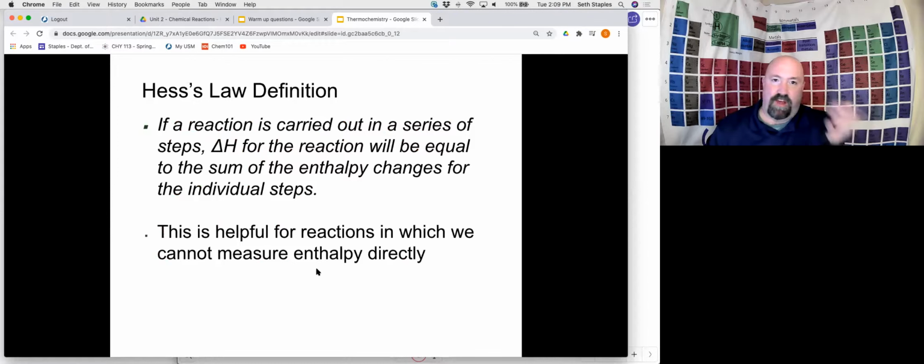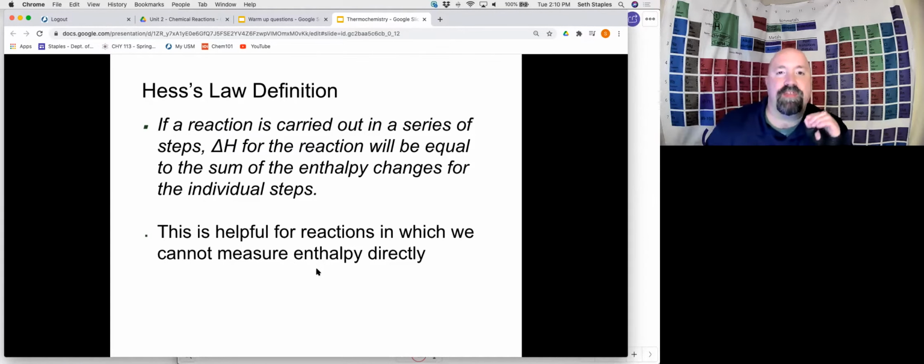So let's just move into Hess's law, because I think that'll be easier to see. Hess's law tells us that if a reaction is carried out in a series of steps, delta H for the overall reaction will be equal to the sum of the enthalpies of the individual steps. For reactions where we can't measure enthalpy directly, we might be able to measure the enthalpy of several steps that eventually get us there. We add all of those up, and that will give us the enthalpy for the reaction that we're looking for.